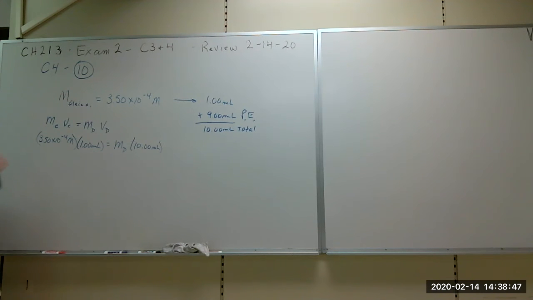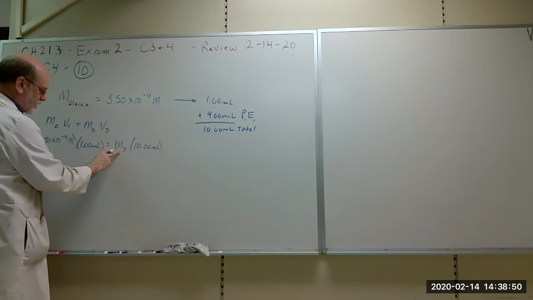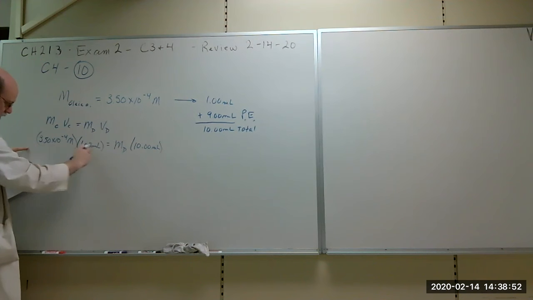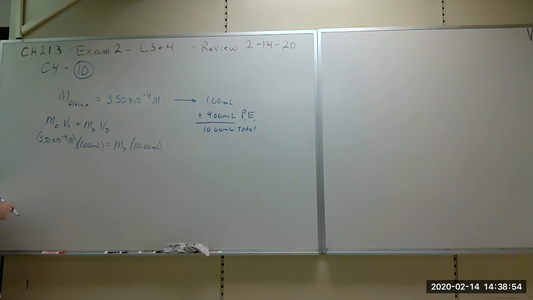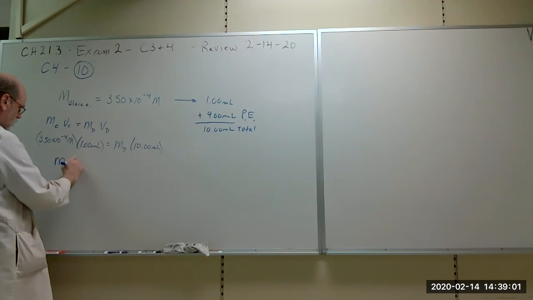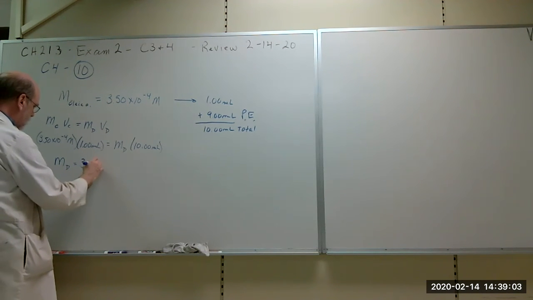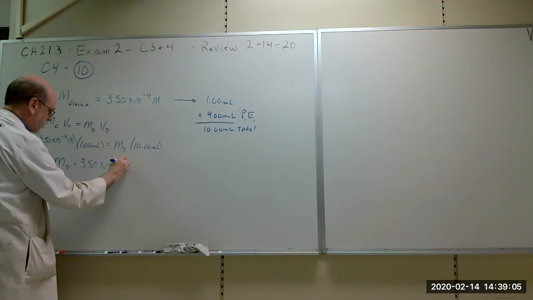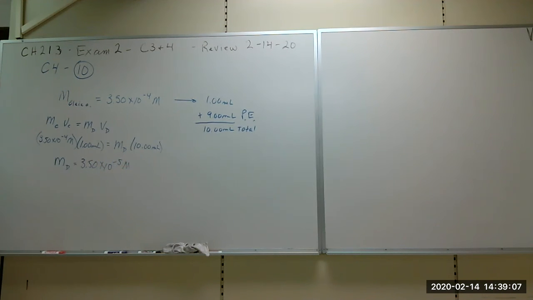So now, what does that become? This then is equal to this divided by that. Right? So it's actually this number divided by 10, which is 3.5 times 10 to the minus 5th molar. We diluted it by a factor of 10. So that just changes the exponent from minus 4 to minus 5. Okay? That's the first dilution.